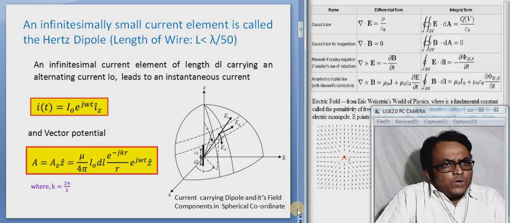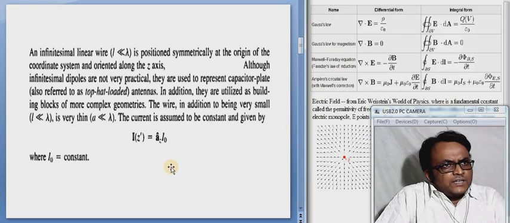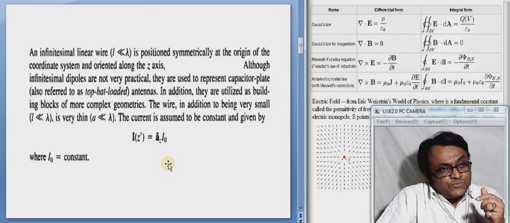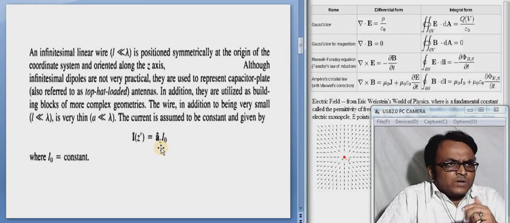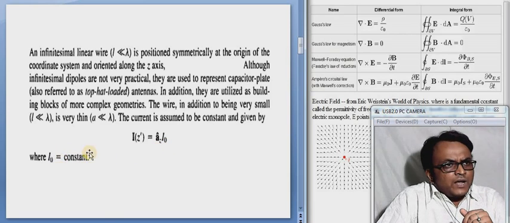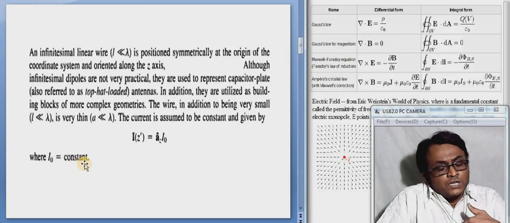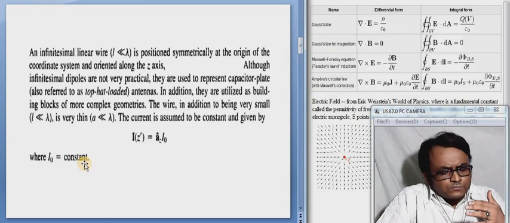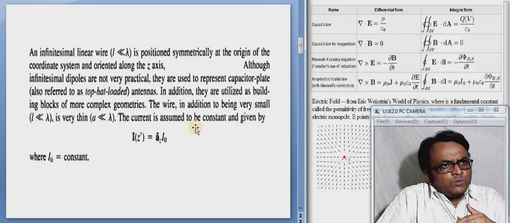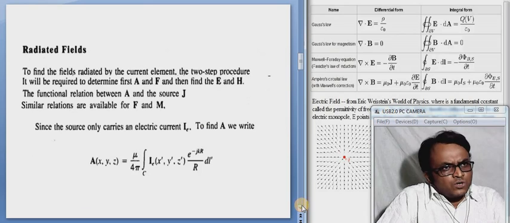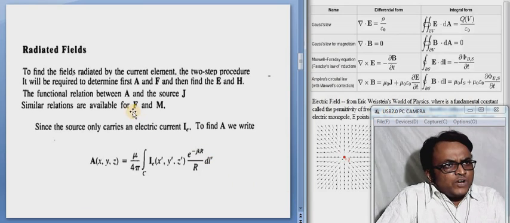Now in the next slide we have also assumed that the antenna is not only small, it is also thin enough, so that we can assume the total current I0 will remain constant across the length of this dipole, and the distribution of the current will be as constant as it is. Therefore we have to find the radiated field from the basic Maxwell-Heaviside equations.